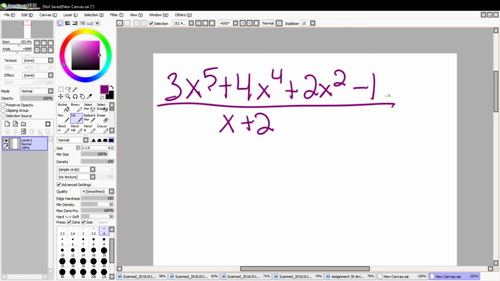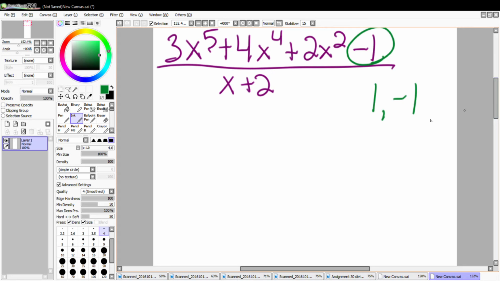So I'm pretty sure this would work out the same way. What are the factors of our constant? -1, that's going to be 1, -1. So we're going to input that into each of these to try and set it equal to 0. So because we can only input 1s for x, we don't even have to worry about these exponents at the moment.